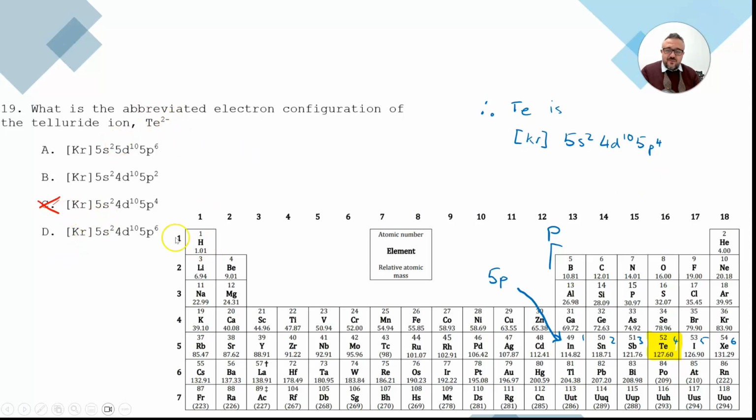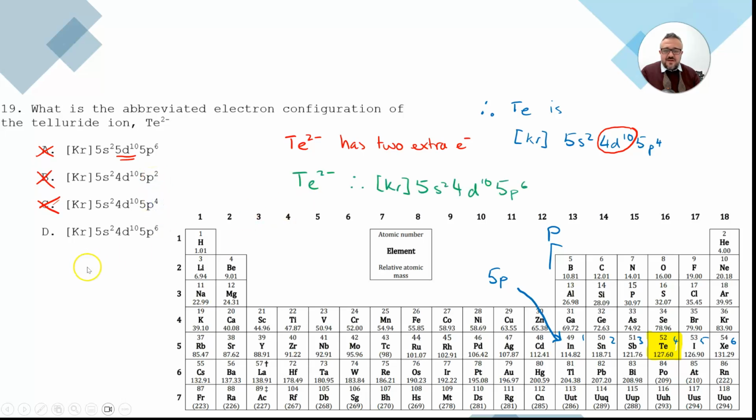It's an ion, so we know that one's out, okay? Then, as I was saying, the 4d10, we know it can't be that one, so that one's gone. See you later, pal. And then it's a -2, which means it has gained 2 electrons, not lost 2 electrons. So, as it has 2 extra things, it's more negative. It can't be this because this has lost electrons, and it has to be this because it's gained electrons. So that's D. Kr, 5s2, 4d10, 5p6.